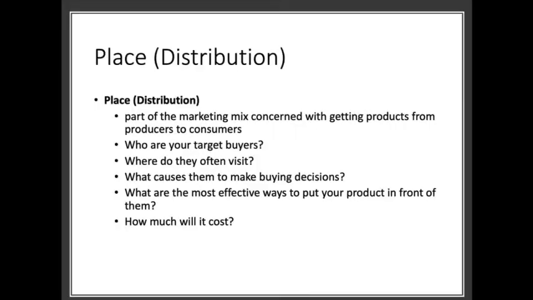Number 3, place or distribution. As you see here is the textbook definition, the part of the marketing mix concerned with getting products from producers to consumers. Now, several things need to be taken into account as you decide upon your distribution.